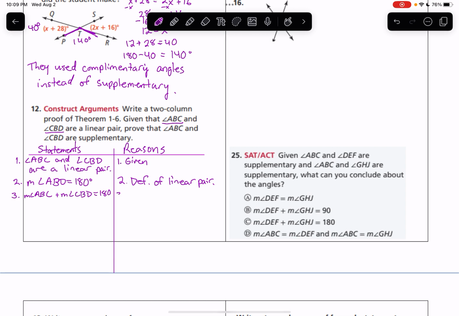And so for number 3, we say, well, how do we know that? We know that because when we add 2 smaller angles, we get a bigger angle. That's called the angle addition postulate.